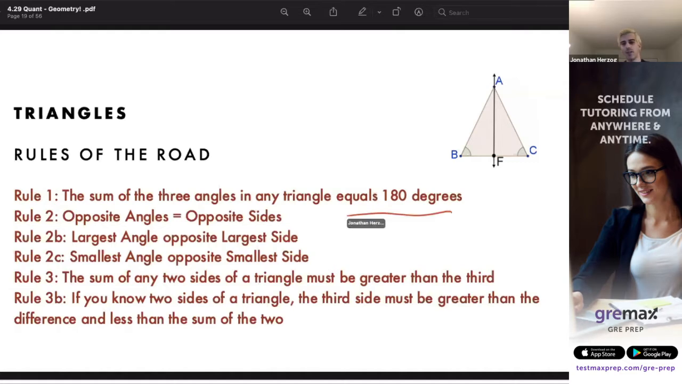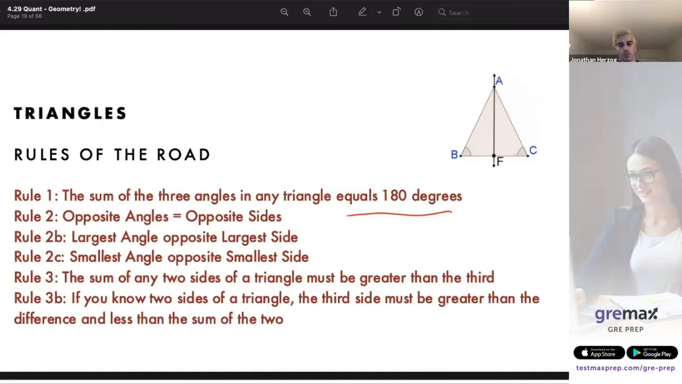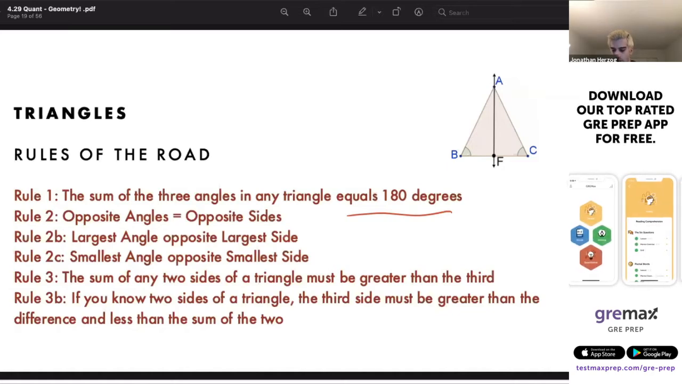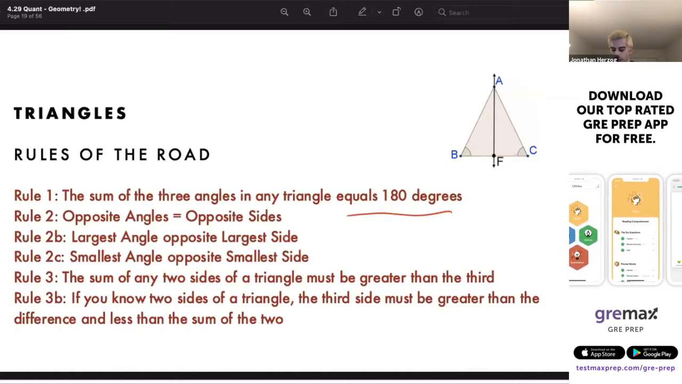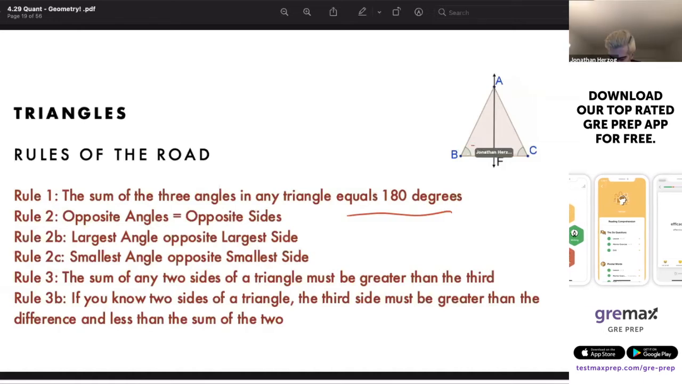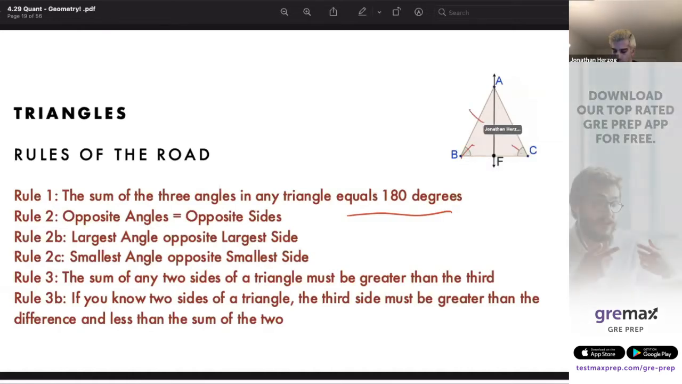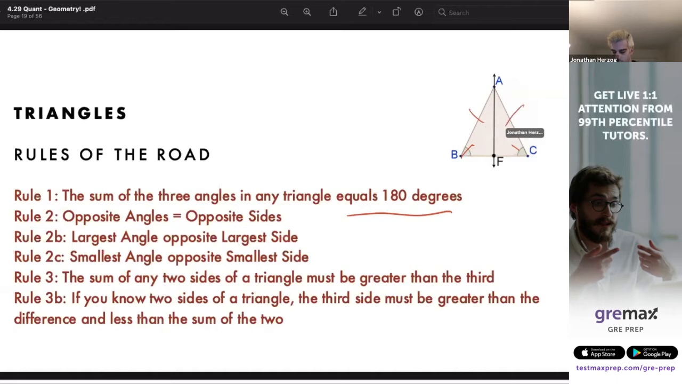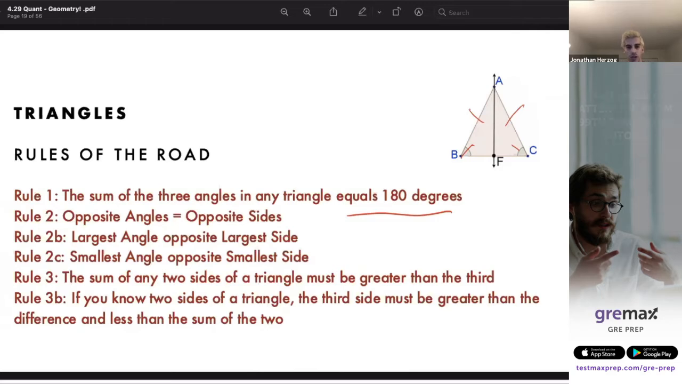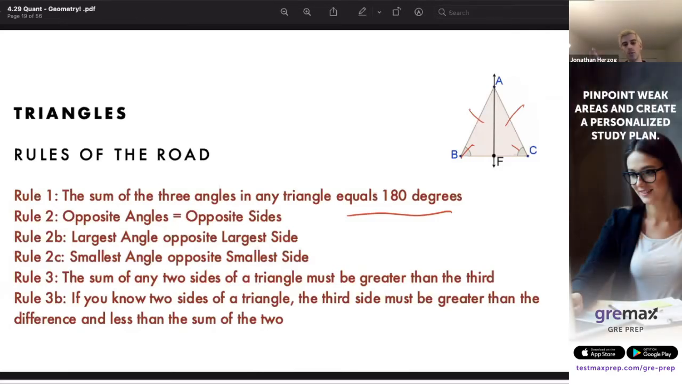Again, we can rederive this looking at triangles in the context of lines, but for now, we're going to posit this. Rule 2, opposite angles will be opposite equal sides. So let's say in this triangle figured here, triangle A, B, and C, we see angle B is equal to angle C. So then this side is going to be equal to that side. Rule 2b, the largest angle will be opposite the largest side. And another corollary, rule 2c, the smallest angle will be opposite the smallest side.